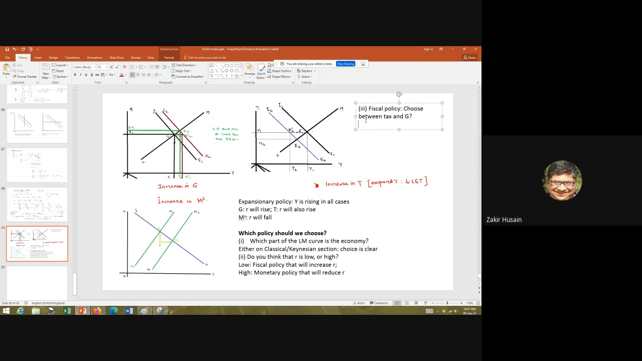See, in both cases, what will happen to the budget surplus? Whether you increase G or decrease T, your deficit is going to go up. So budgetary deficit will not be that important. In both cases, rate of interest is rising, so you're going to have a crowding out effect.